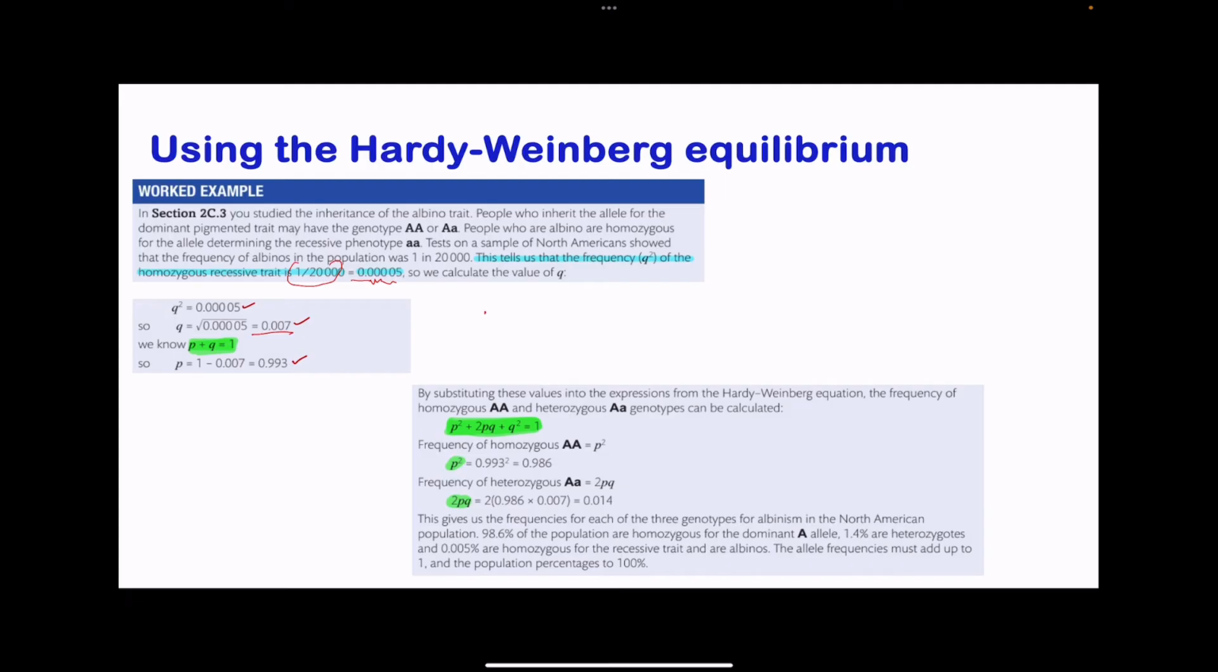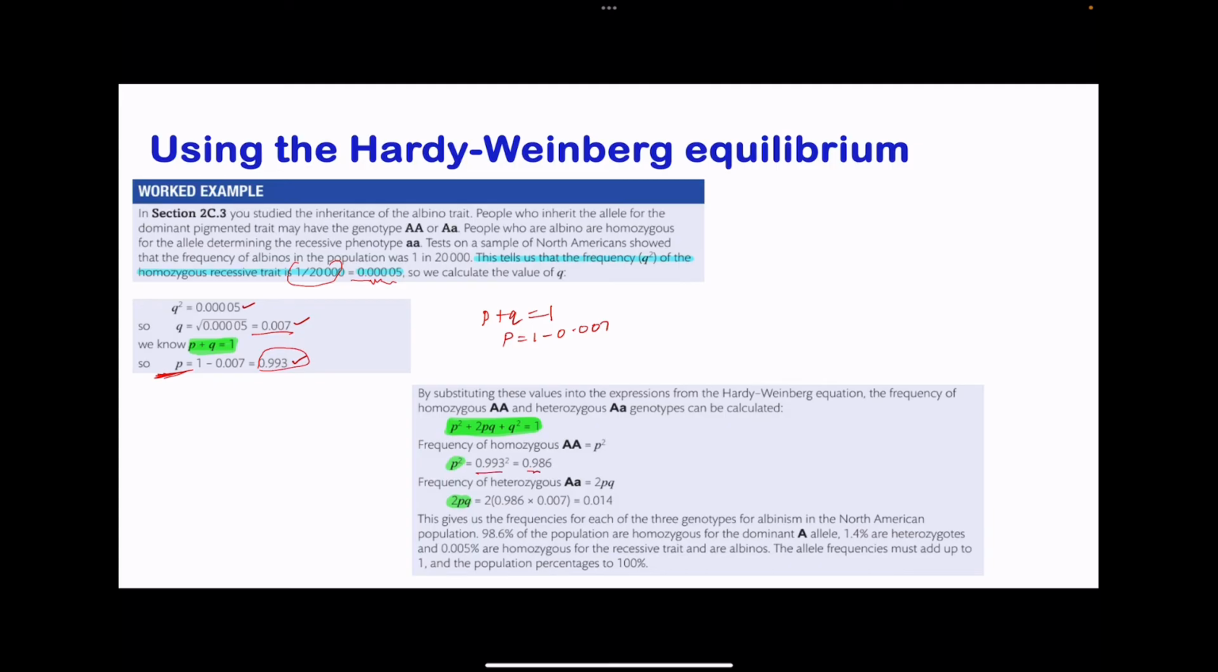Then after, I'm going to feed that into this formula, P plus Q is equal to 1, in order to find P. So P will be 1 minus 0.007, and that gives me 0.993. This is going to be the equivalent of P. And then I can square that to find P squared. P squared is going to be that square, which is 0.986.